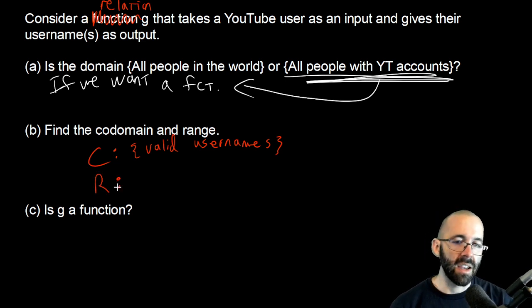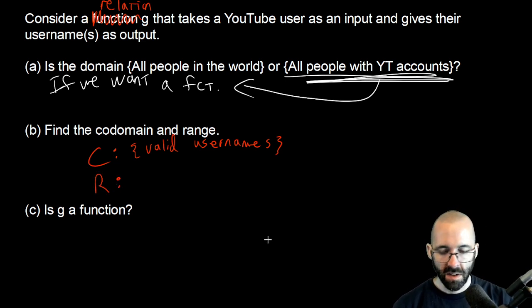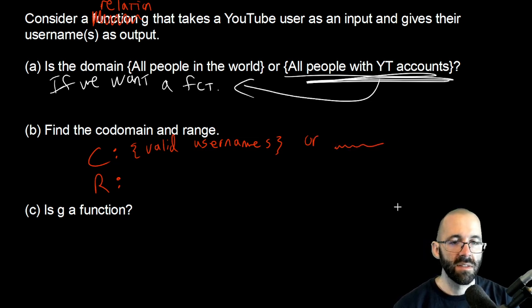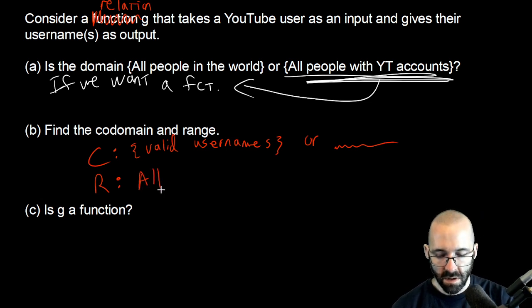But the more important thing here is the range. The codomain could be something else, but the range has a single answer, and the range is all registered YouTube usernames that are currently being used.